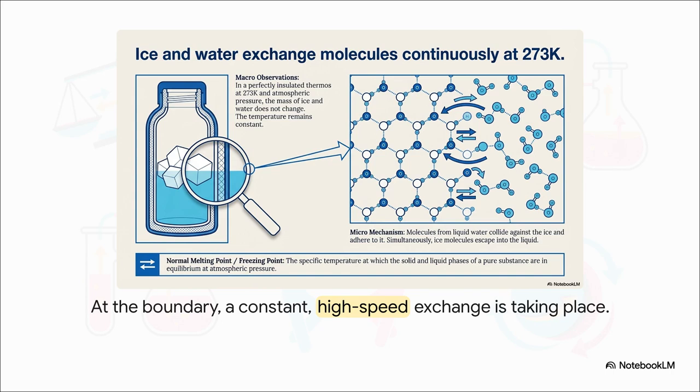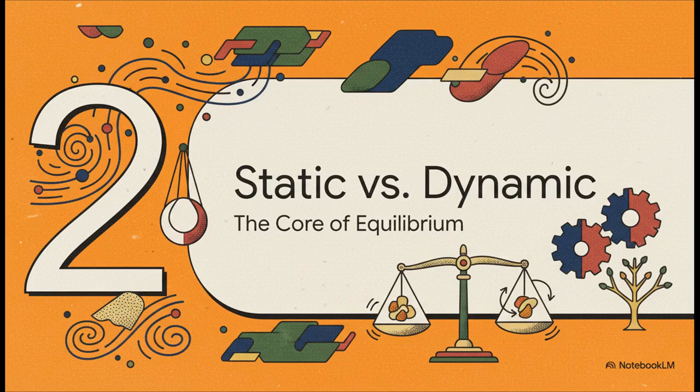Okay, so let's zoom way in on what's really going on. This micro view, it shows everything. You've got water molecules from the liquid that are constantly smashing into the ice and sticking to it. And at the exact same time, you've got molecules from the ice that are managing to break free and escape back into the water. It's these two opposite things happening at once in this perfect, delicate balance. This whole idea of invisible, balanced activity, that's really the key to understanding what we call equilibrium.